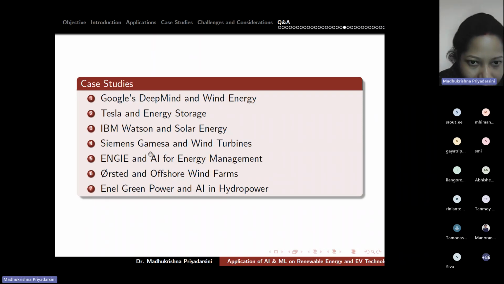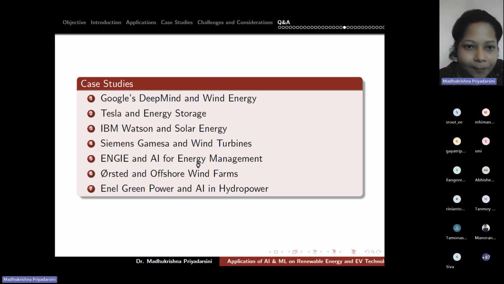And other companies like Siemens Gamesa and wind turbines, then NG and AI for the energy management. These are the names of the projects for predictive maintenance in the renewable energy field. And then this is Ørsted and offshore wind farms, NL green power and AI in hydropower fields. So these are the case studies. If you go and search on Google, you will find a document of 1,000 pages, how they are working, what technologies are implemented there, and which part of the globe they have implemented these things.